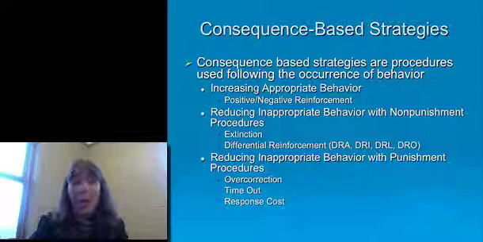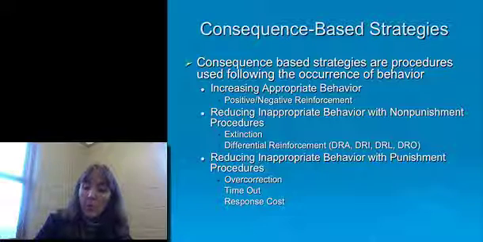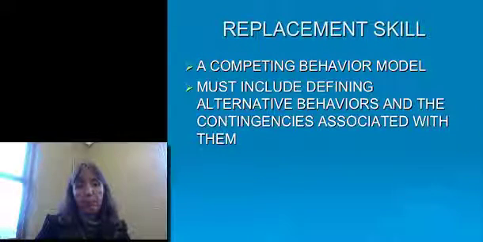And beyond those non-punishment procedures that we use to reduce behavior, we also can reduce behavior with punishment procedures. Overcorrection, timeout, response cost. Those kinds of interventions are least preferred. We try to change behavior without the use of punishment, but there are appropriate uses of punishment as part of comprehensive treatment packages, and those are some strategies that commonly are well matched to the functions of behavior and might be appropriate in educational settings.